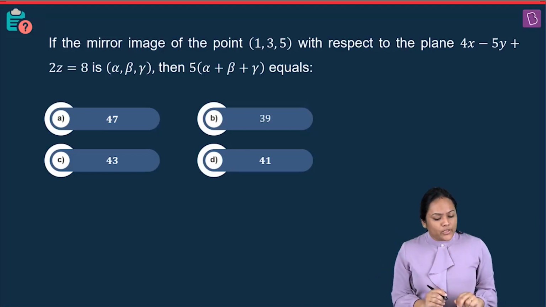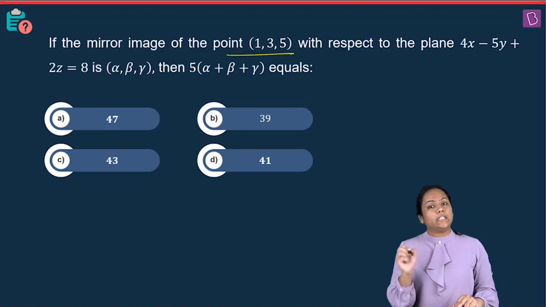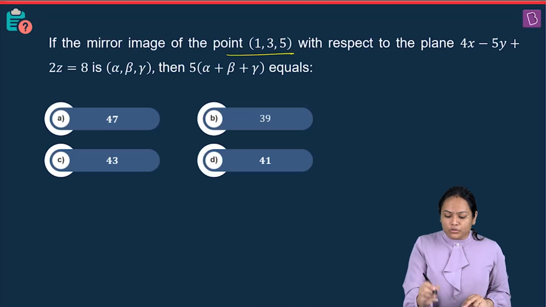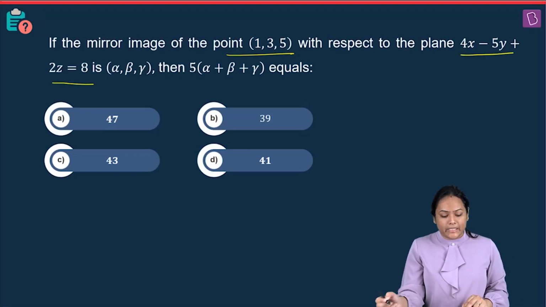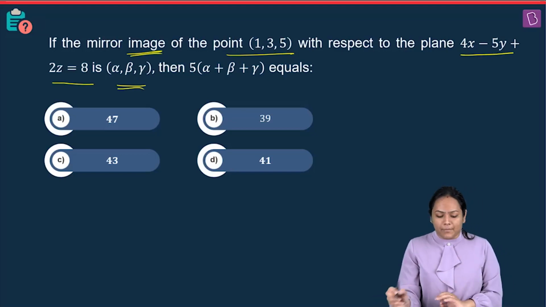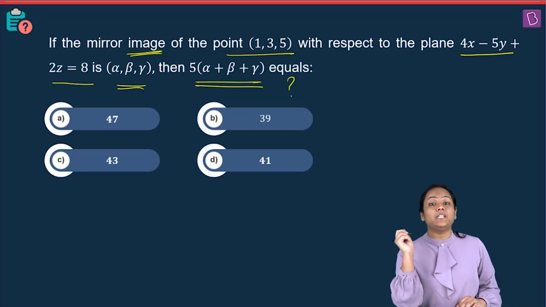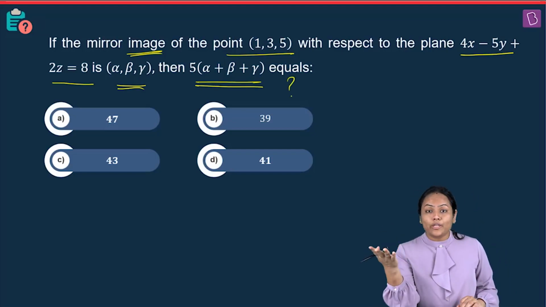Okay, so what the question is saying is, if the image of the point 1, 3, 5 with respect to the plane 4x minus 5y plus 2z is equal to 8 is alpha, beta, gamma, then what is the value of 5 times of alpha plus beta plus gamma?